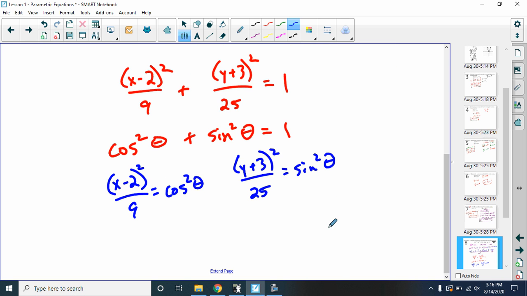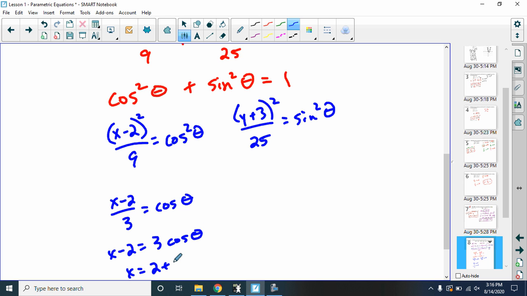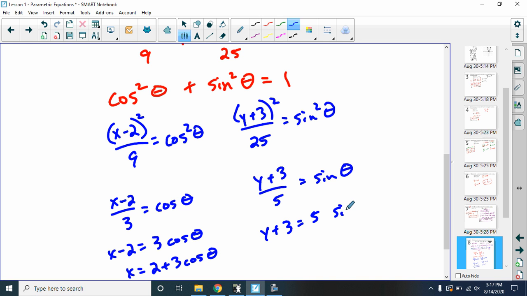And then solve for x and solve for y. So if I take the square root of both sides, I get x minus 2 over 3 equals cosine theta. Times 3. Add 2. This one's square root. Times 5. Subtract 3.